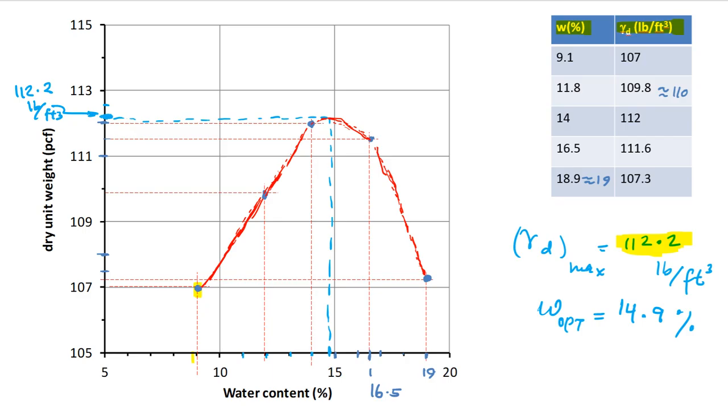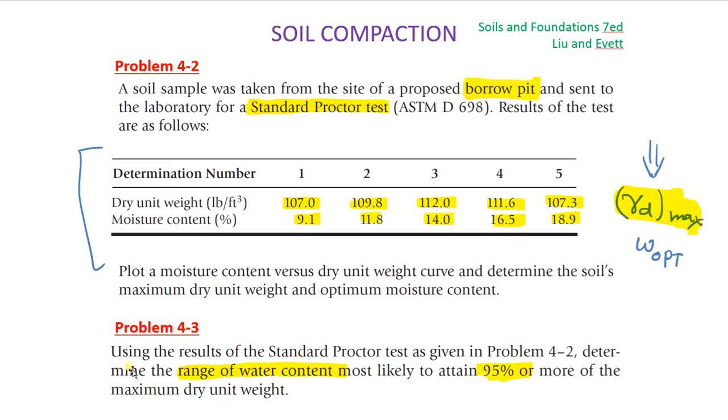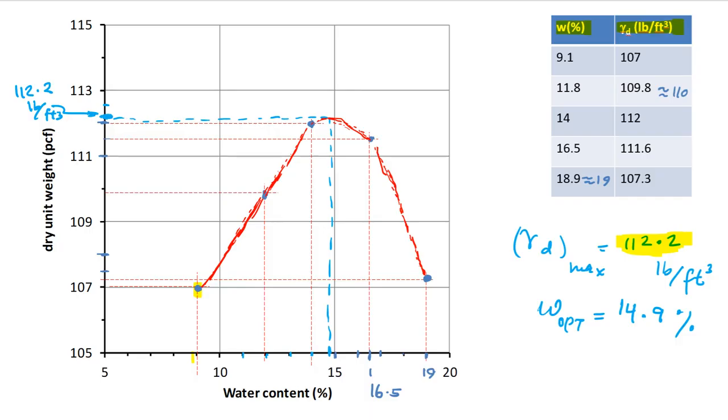So the second part of the question says, using the results of the standard proctor test given in the previous problem, determine the range of water content most likely to attain 95% or more of the dry unit weight. It means we are going to attain 95% of this density. So what is 95% of this density? Let's look at it. Let me insert one slide here.